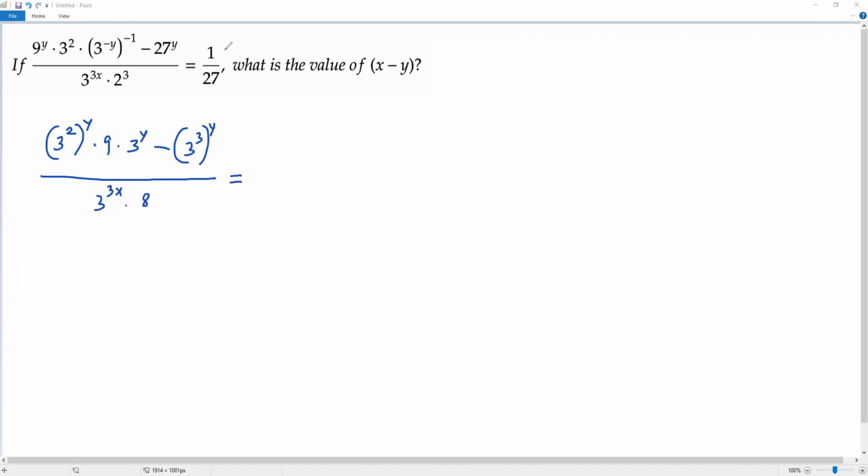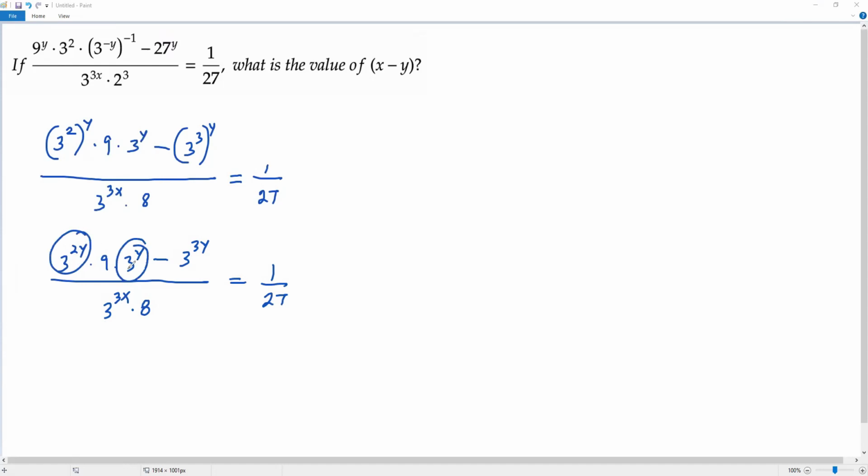On the right side, we can write this value as it is, 1 over 27. Now, a power is raised to another power. What we can do is multiply these two exponents. Then we get 3 to the power of 2y times 9 times 3 to the power of y. Negative, the same thing. Here we can multiply these two exponents. Then I'm getting 3 to the power of 3y divided by 3 to the power of 3x times 8. On the right side, we have 1 over 27.